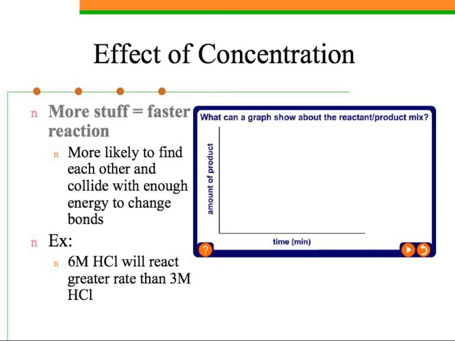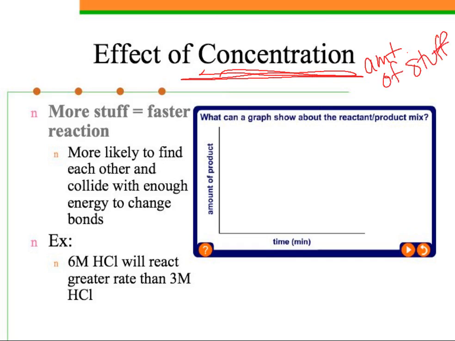So first we've got the effect of concentration. Concentration relates to the amount of stuff present. And here's what you should write down on your 2 lines. If you've got more stuff, you'll have a faster reaction.